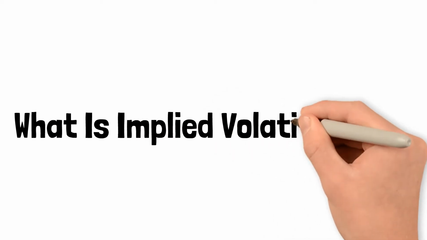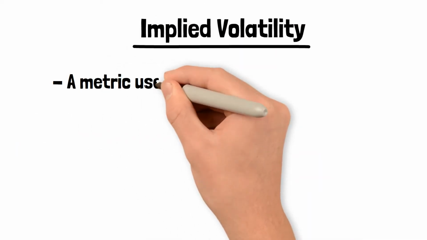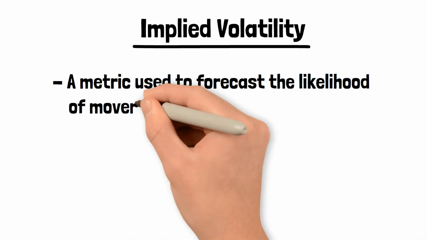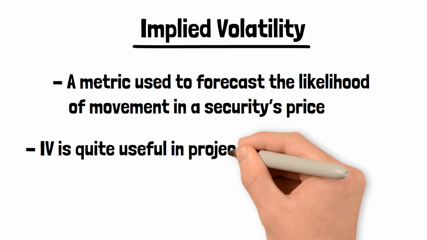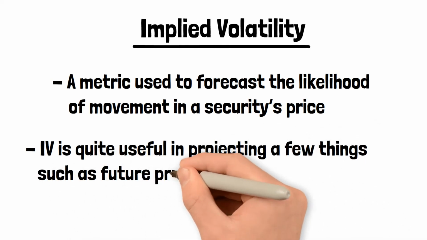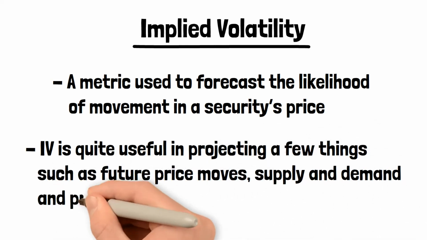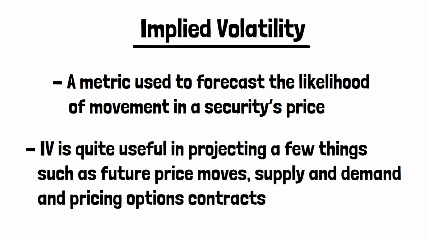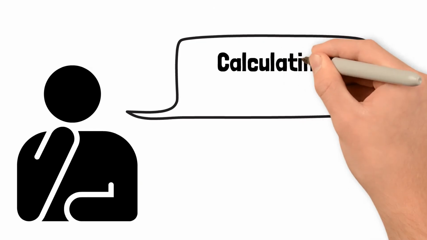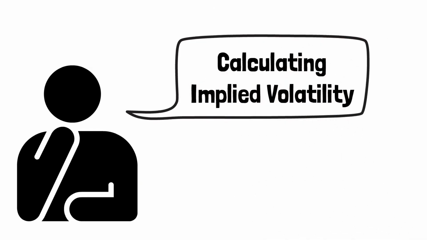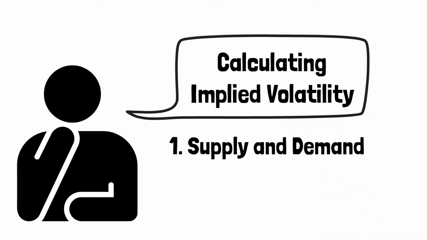What is implied volatility, or IV? Implied volatility is a metric used to forecast the likelihood of movement in a security's price. IV is quite useful in projecting a few things such as future price moves, supply and demand, and pricing options contracts. Also, we have several factors that come into play when calculating implied volatility. But two of the major determining factors are supply and demand, along with time value.